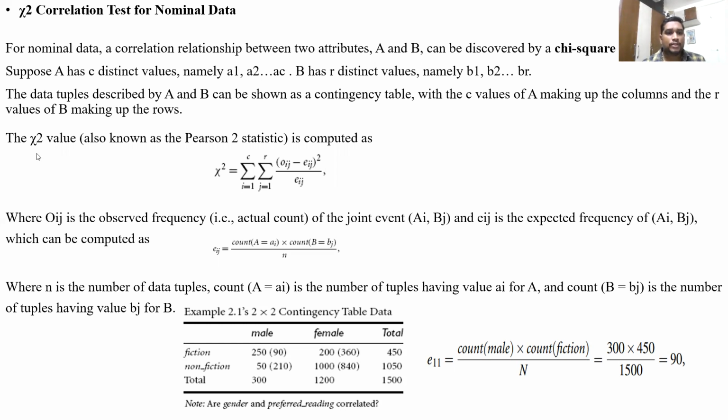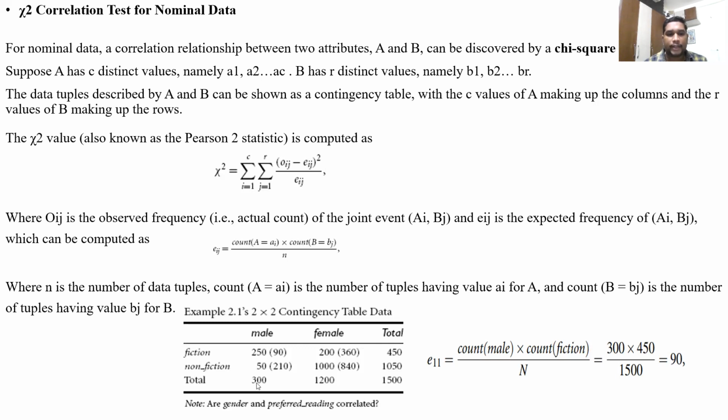So the chi-square value, also called Pearson statistics, is computed by the sum over i equal to 1 to C, and the sum over j equal to 1 to R. These are the attributes, and these are the tuples. The formula is Oij minus Eij whole square by Eij, where Oij is the observed frequency and Eij is the expected frequency. Oij is the observed frequency, that is the actual count.